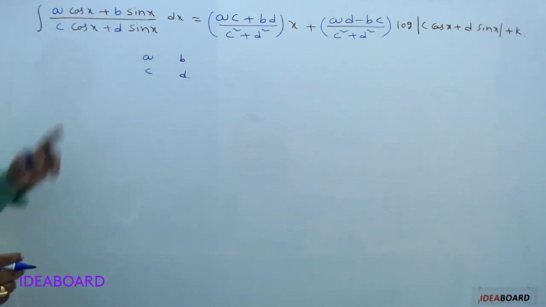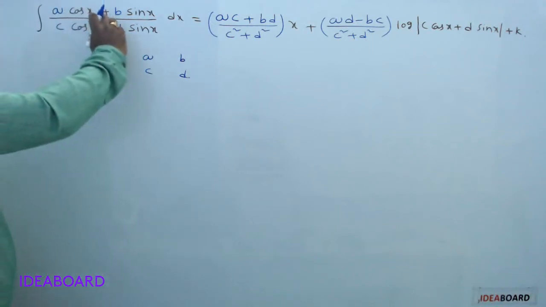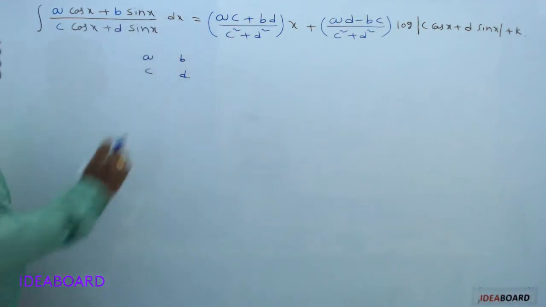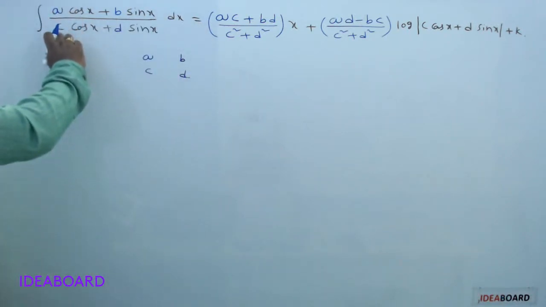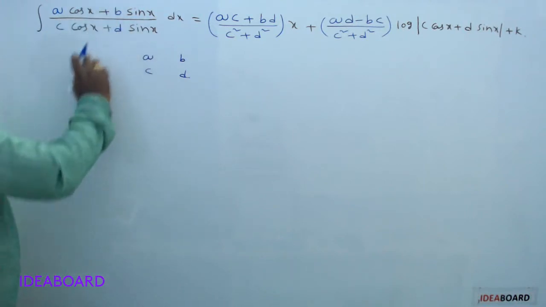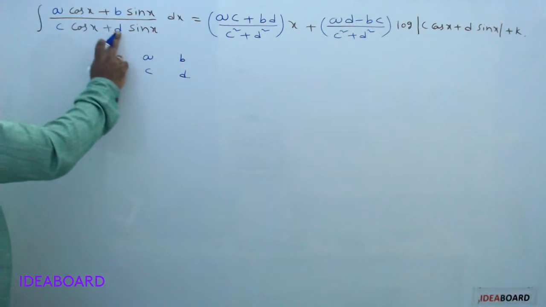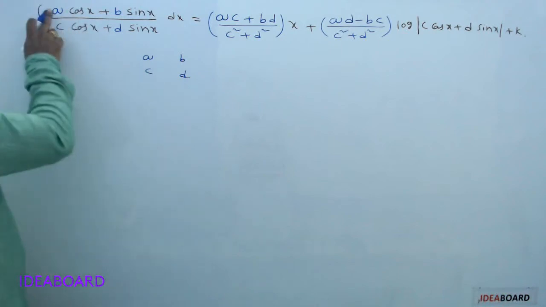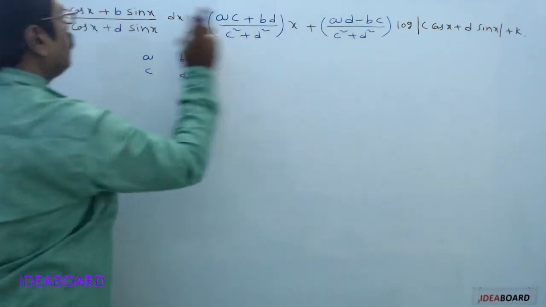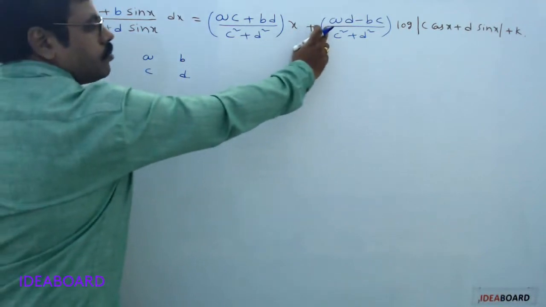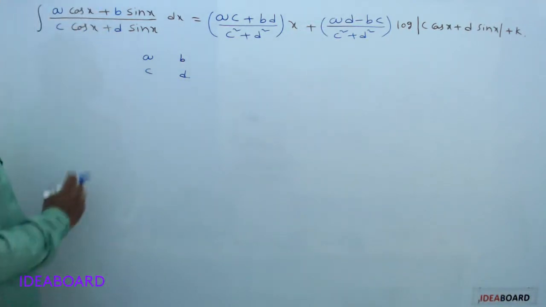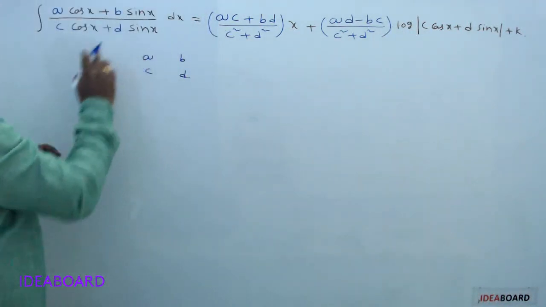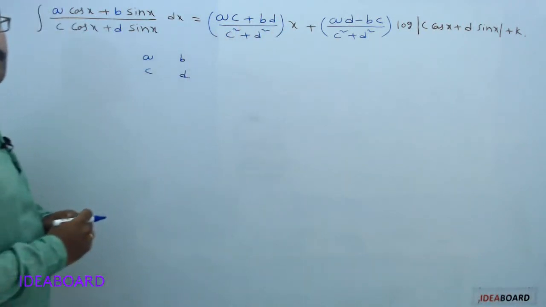Now, what is the formula? Integral of (a cos x + b sin x) divided by (c cos x + d sin x) dx equals (ac + bd) divided by (c square + d square) into x, plus (ad minus bc) divided by (c square + d square) into log mod of (c cos x + d sin x), plus a constant term k.